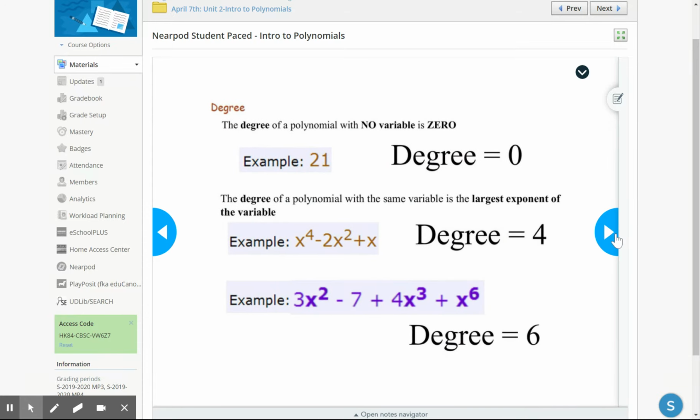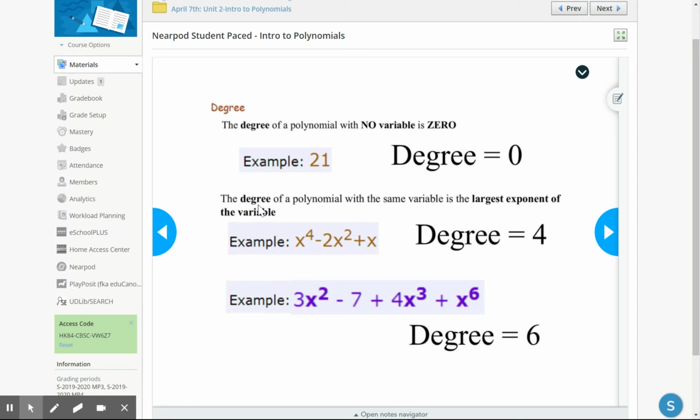So then it tells us the degree. The degree of a polynomial with no variable is 0. Why is that? Well, the number 21, there is no variable there at all. So if there's no variable there at all, that means it has to be a degree of 0. Anything to the 0 power, try this in your calculator or on Desmos, anything to the 0 power is 1. So if I have x to the 0 power, it's not there anymore, it's just 1.